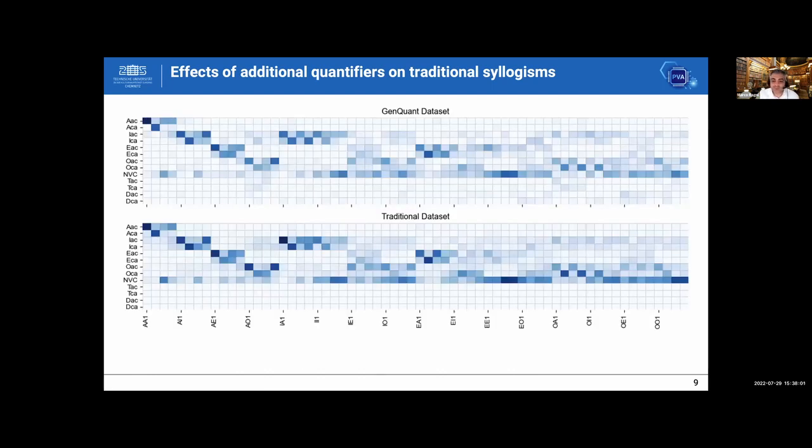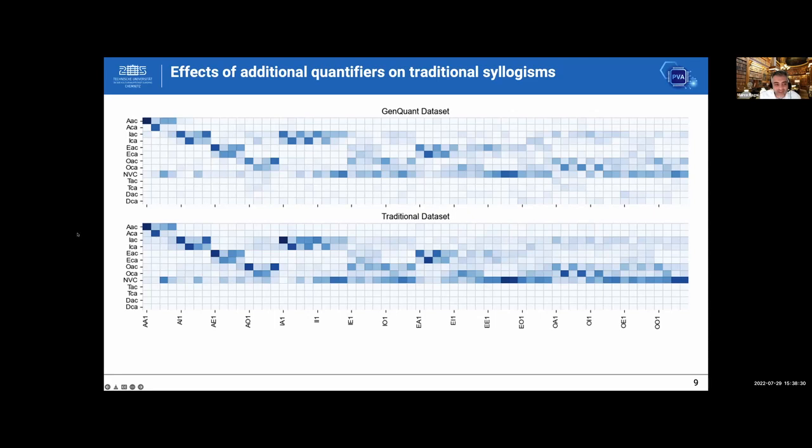This is a small heat map. I don't want to go too much into the detail, but here we have our GenQuant data set, which is the upper one, and here we have our traditional data set. What we see here is the kind of syllogisms, of course just a selection, and here we have all possible answers that can be given. There is a certain form of mnemonics for the answers.